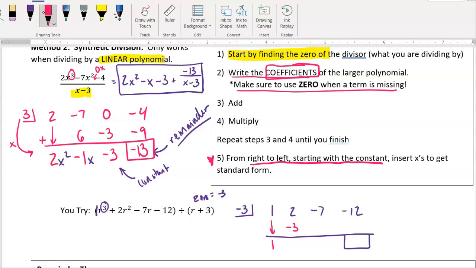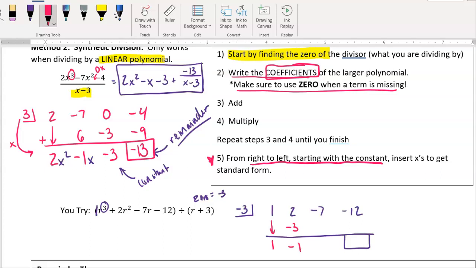So I want you guys to repeat that process, add, multiply, until you finish, and then figure out how to put in the variables, and write your final answer. So go ahead, pause the video, and hit play when you're ready to check to see if you've done it correctly. All right, so let's see how you did here.